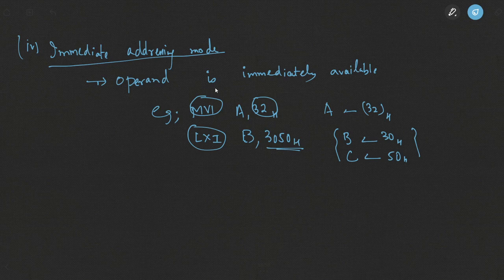So again, immediate addressing mode can be a 2-byte or a 3-byte instruction. In this case, the data has been immediately given as the operand. The address is not given.